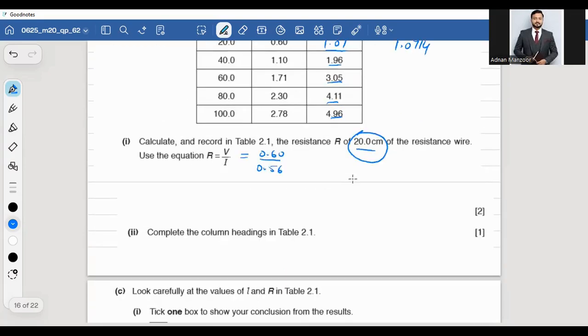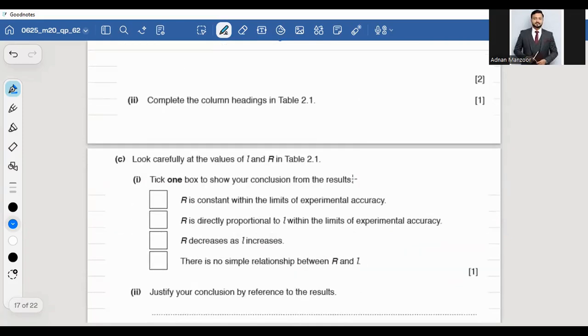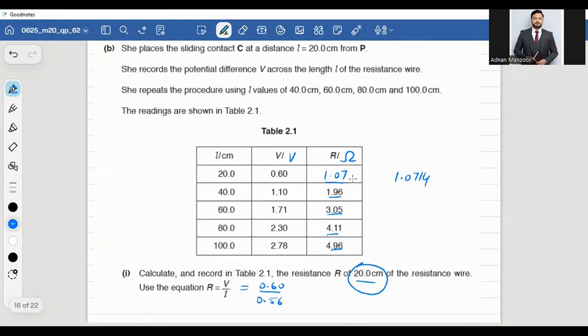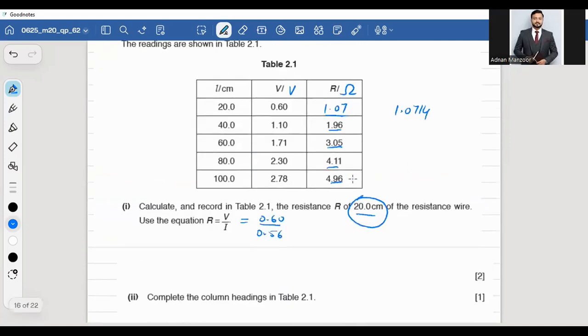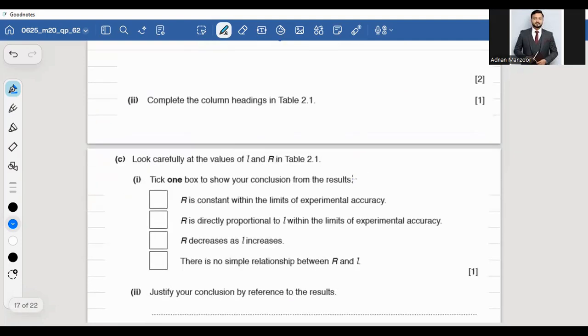Calculate and record, this is done. Complete the column headings, this is already done. Okay. Look carefully at the values of L and R in table 2.1. Tick one box to show your conclusion from the results. You can see that when the length is increasing, the resistance is increasing. So which answer seems to be perfect here? R is directly proportional to length within the limits of accuracy? Okay. R is not constant. R was increasing as the length.